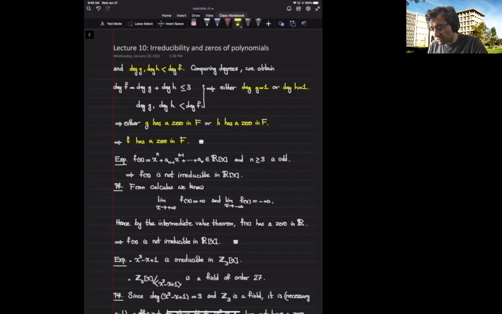So this is actually pretty strong, and it is called the degree 2, degree 3 irreducibility criterion.